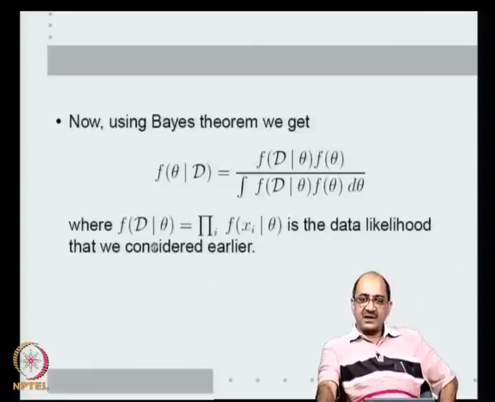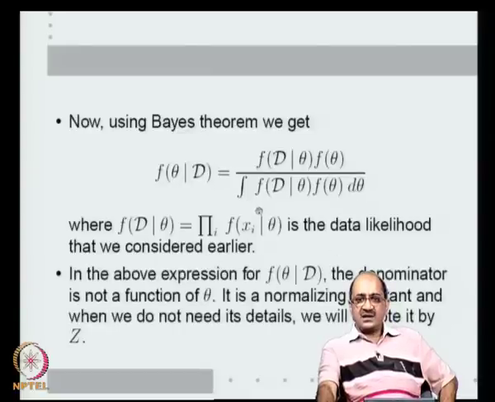What is f of d given theta? Because d is x1, x2, ..., xn and they are IID, it is simply the product of f of xi given theta. This is the data likelihood, right. So, the posterior density is given by the product of the prior and the likelihood function.